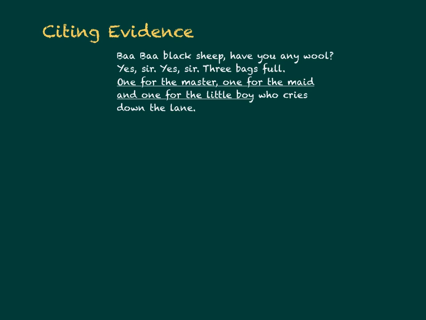Since we have this more challenging, difficult nursery rhyme, something with a little something beneath it, we're going to try using some more challenging questions as we practice citing evidence. Here's our first question. Why would the little boy down the lane cry? We know the answer, and we're going to try to use evidence from the text to help us support our answer. Let's not also forget to restate the question.